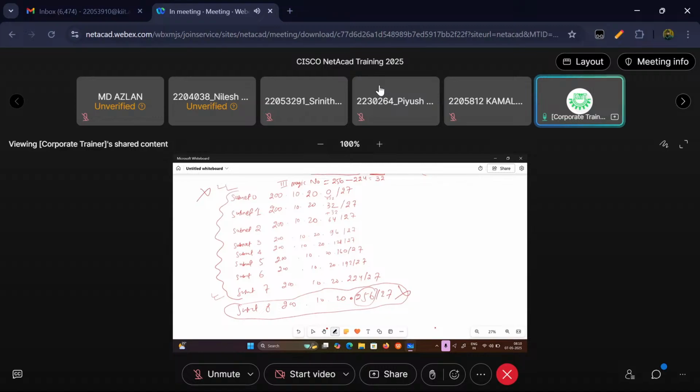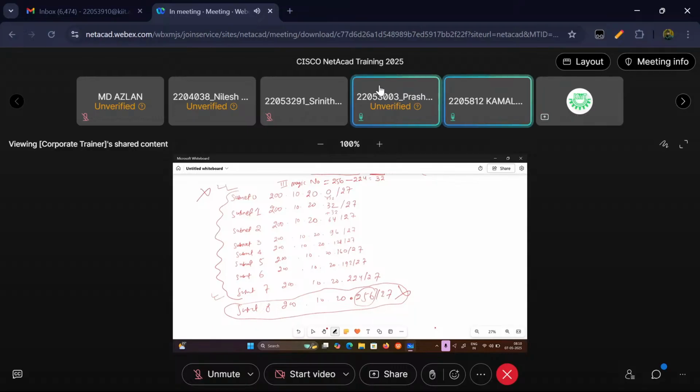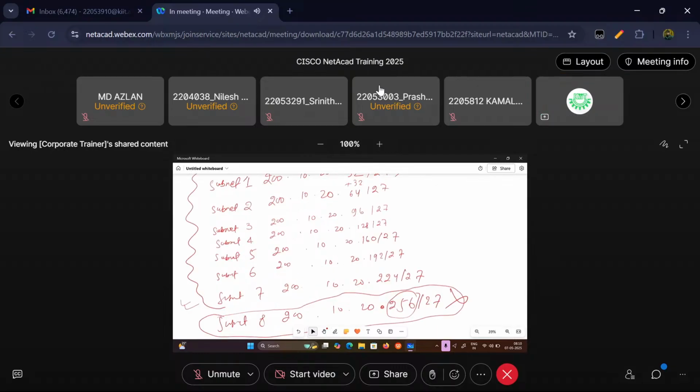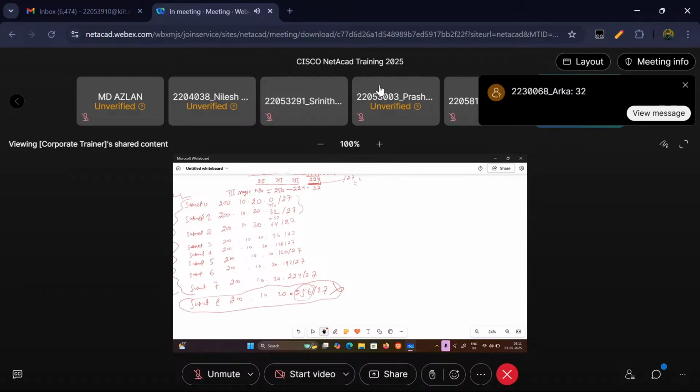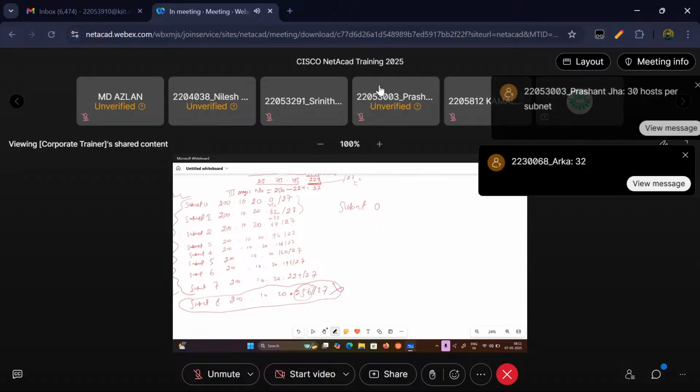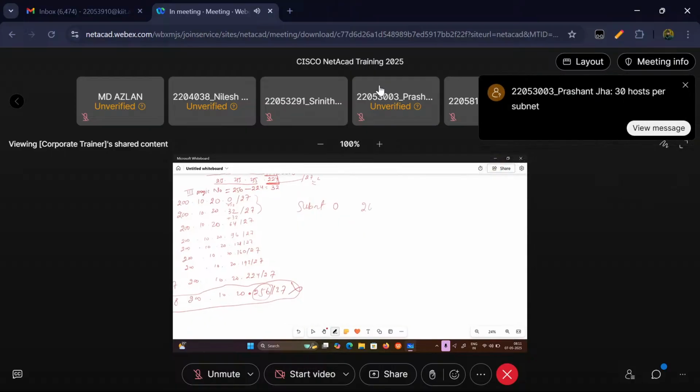And now just think of it, how many hosts can you configure from each subnetted network? 30 hosts per subnet. Let me explain with the example of the first subnet, subnet 0, and subnet 1. Subnet 0 ID was 200.10.20.0/27.